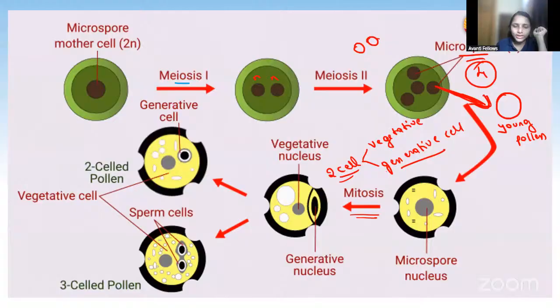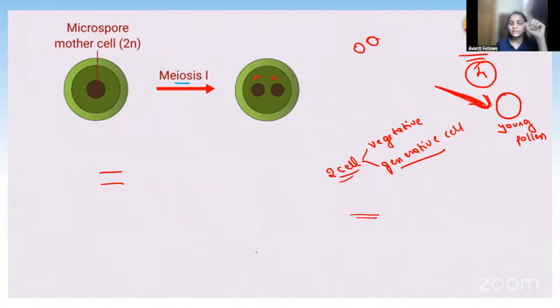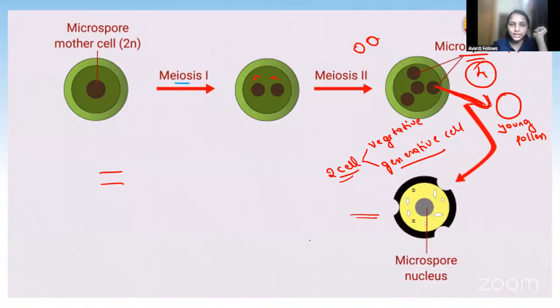If it is shed only at this stage, we call it the two-cell stage. Then one cell will undergo mitosis another time. Which cell is going to undergo the mitosis, guys? Vegetative or generative cell? The generative cell. Very good, Larti. Very good, Sanjana.